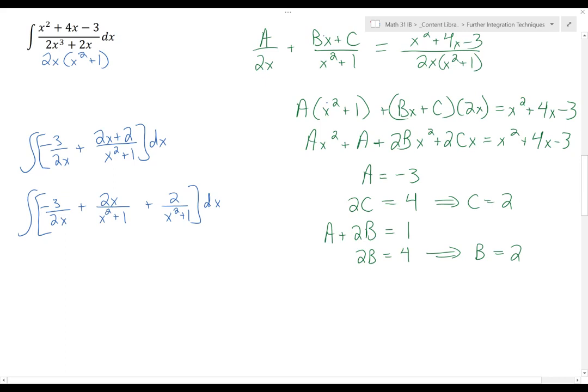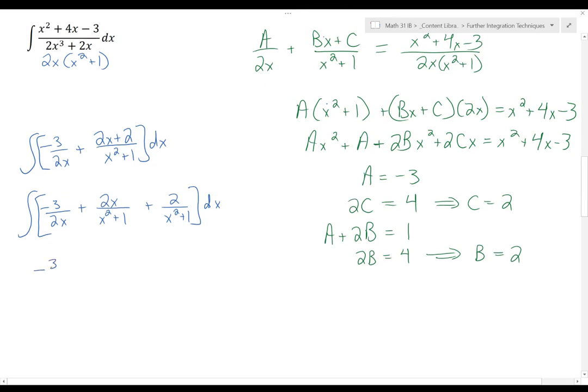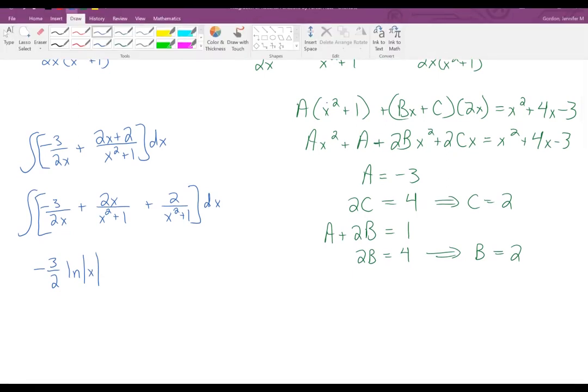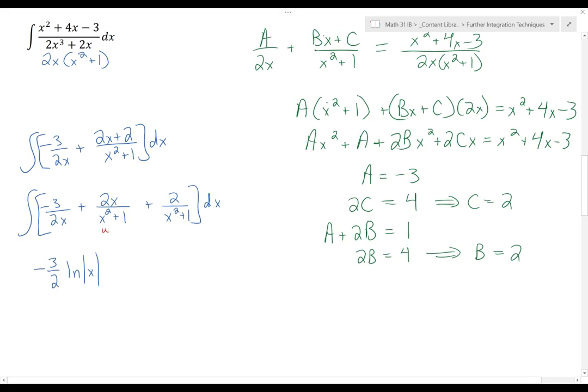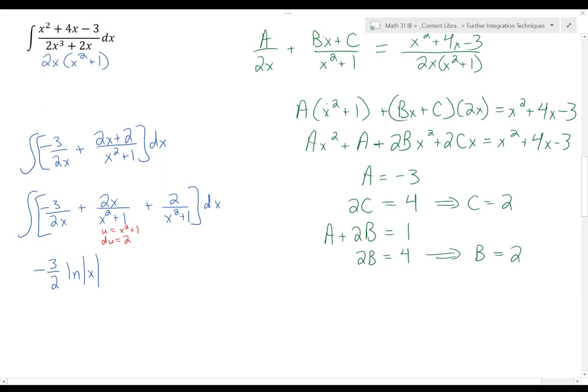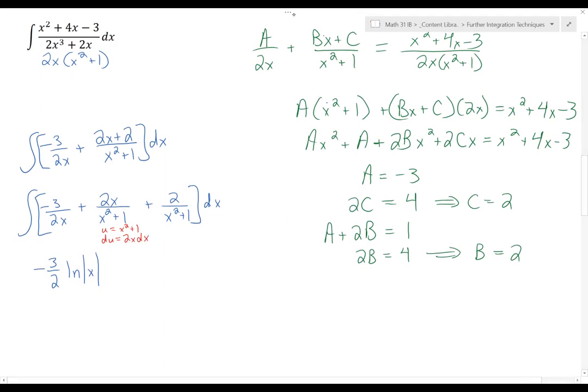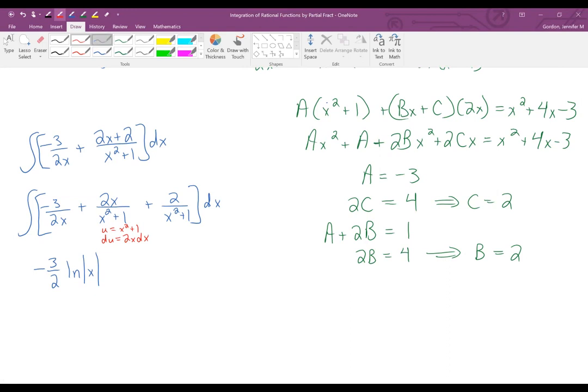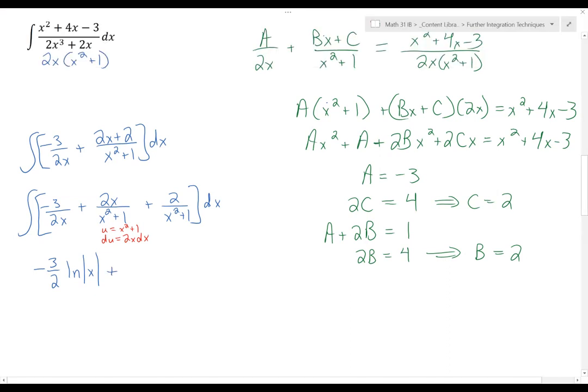In the first case, negative 3 over 2 ln of x, absolute value of x, so negative 3 over 2 ln of the absolute value of x. In the second fraction, you can do a u substitution if you like. You can write u equals x squared plus 1, which means that du equals 2x dx. So then I have 1 over u, so the ln of u, which is x squared plus 1. So the ln of x squared plus 1, I do not need absolute value bars. You can put them if you want, but x squared plus 1 is always positive. And then plus 2 times the arctangent of x, plus, of course, c.